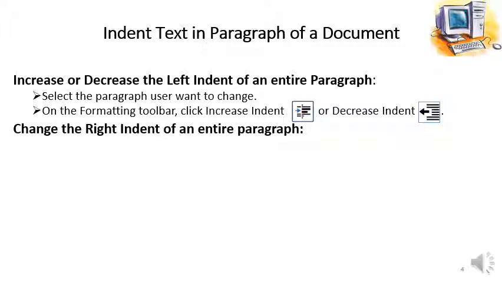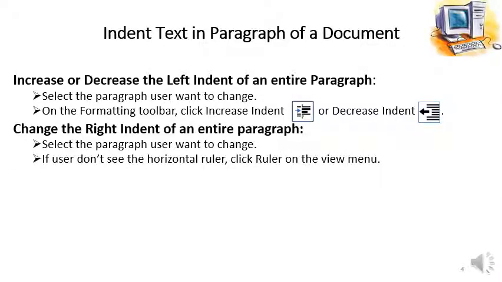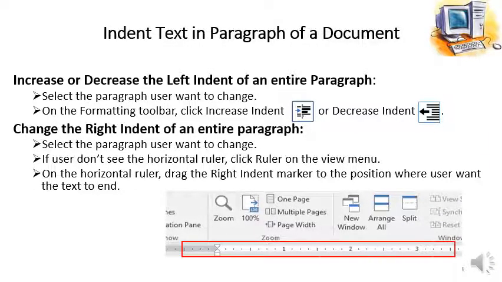Further, change the right indent of an entire paragraph. Select the paragraph the user wants to change. If the user doesn't see the horizontal ruler, click ruler on the view menu. I will show it practically how you can make the ruler visible in MS Word, from the view menu. On the horizontal ruler, drag the right indent marker to the position where the user wants the text to end, as shown here in this image.